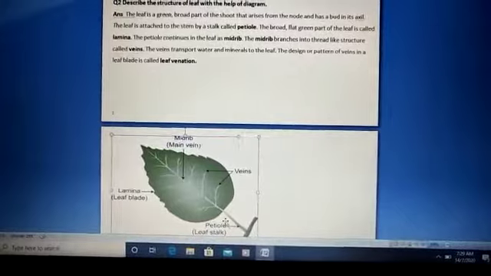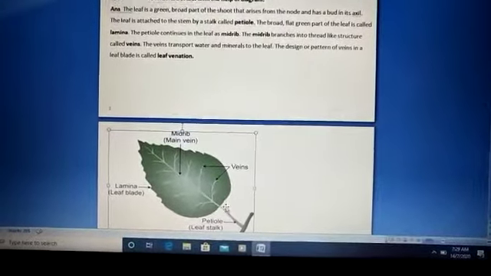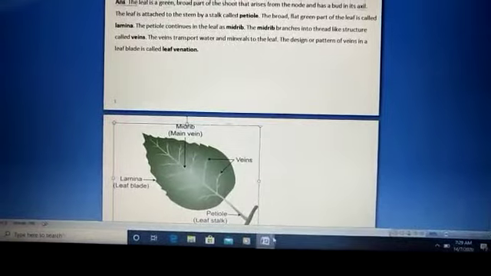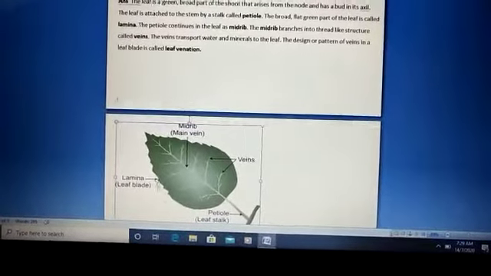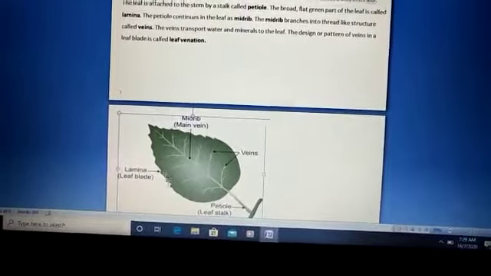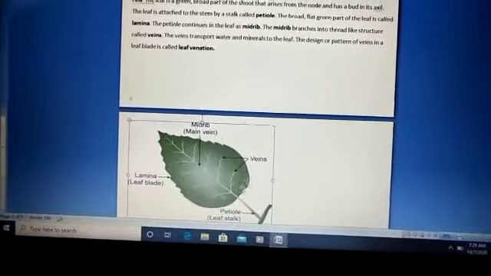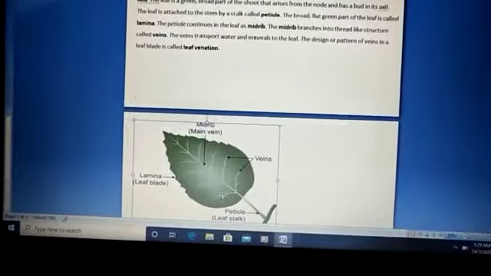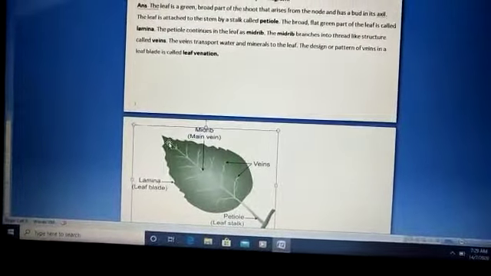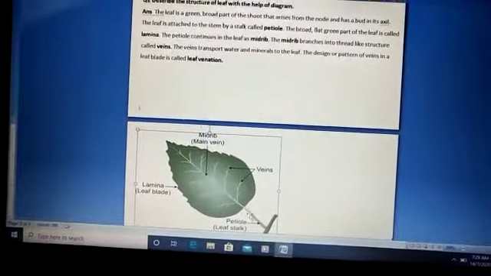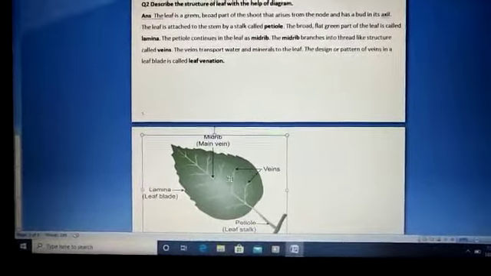This is the petiole, and by this the leaf is attached to the stem. This broad green colored part is the lamina. We call it the leaf blade as well. These are the veins which are arising from the midrib. The center line is the midrib.